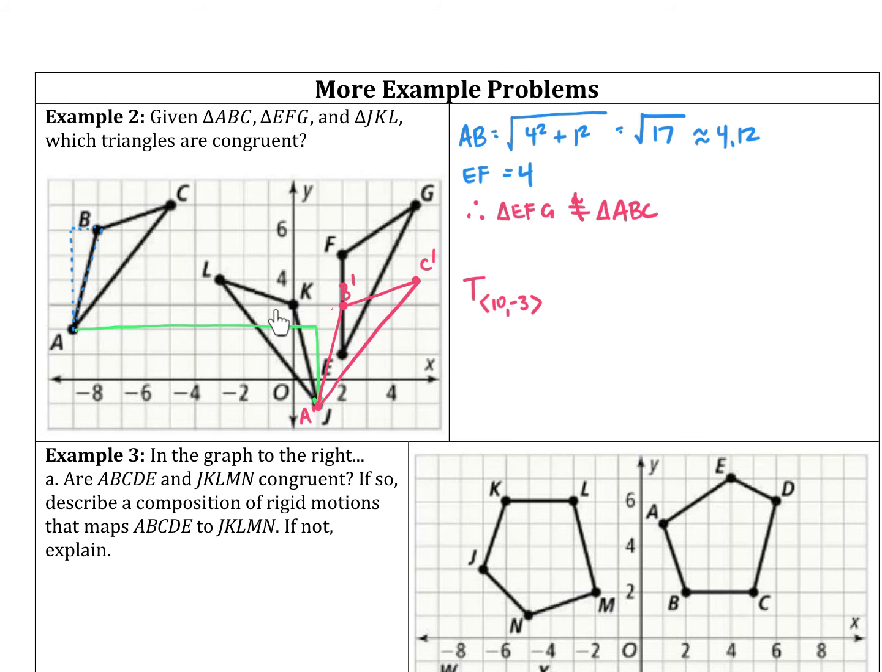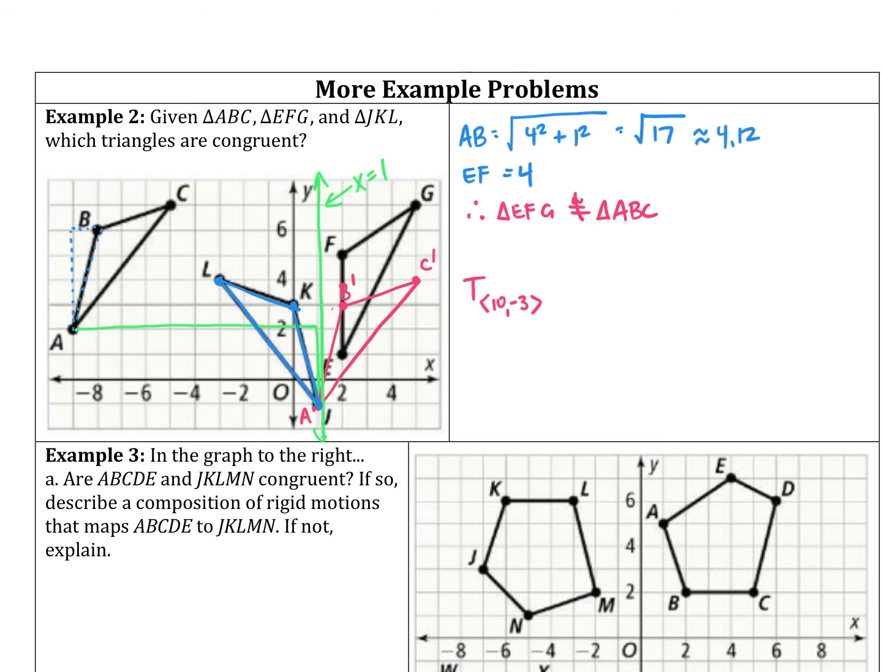This point right here looks to be the midpoint between B prime and K. And this point right here looks to be the midpoint between C prime and L. So I think if I reflect it along this line right here, which is x equals 1, A prime would stay where it's at, B prime would move to where K is, and C prime would move to where L is. So that triangle would land right on top of triangle JKL.